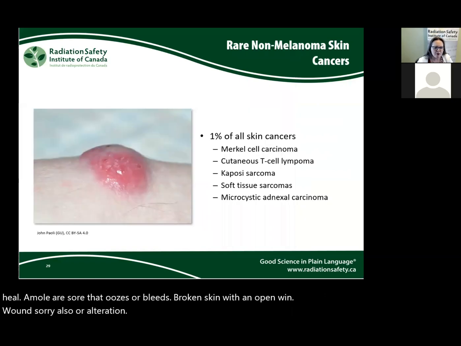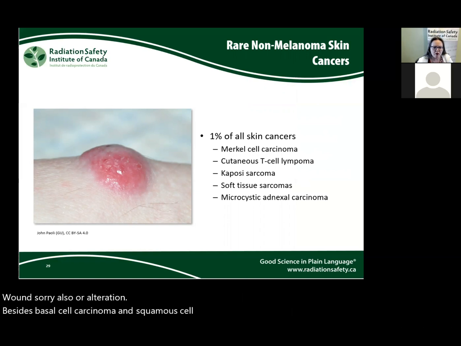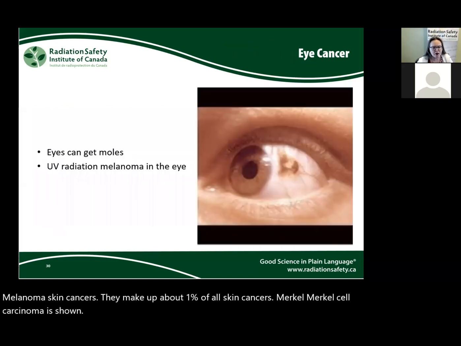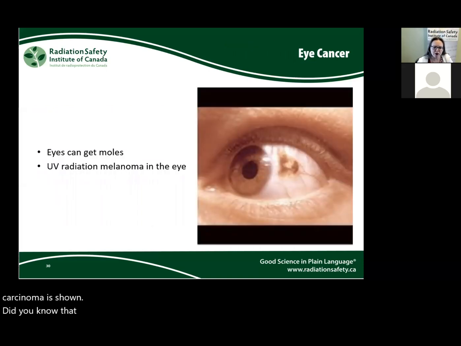Besides basal cell carcinoma and squamous cell carcinoma, there are a number of rare non-melanoma skin cancers. They make up about 1% of all skin cancers. Merkel cell carcinoma is shown. Did you know that eyes can get moles? As with moles in the skin, some moles in the eye can develop into melanoma.